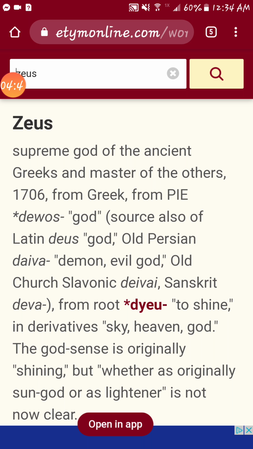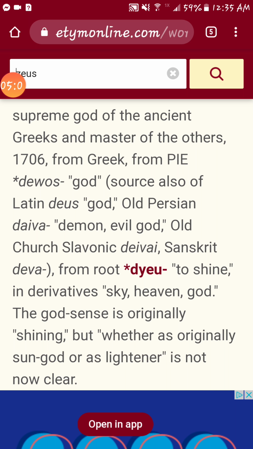Okay, Zeus, supreme god of the ancient Greeks and master of the others. 1706. So Zeus, that word wasn't around until 1706 in English. So we get that from the Greek, and the Greek gets it from Proto-Indo-European deus, God, which is also a source.